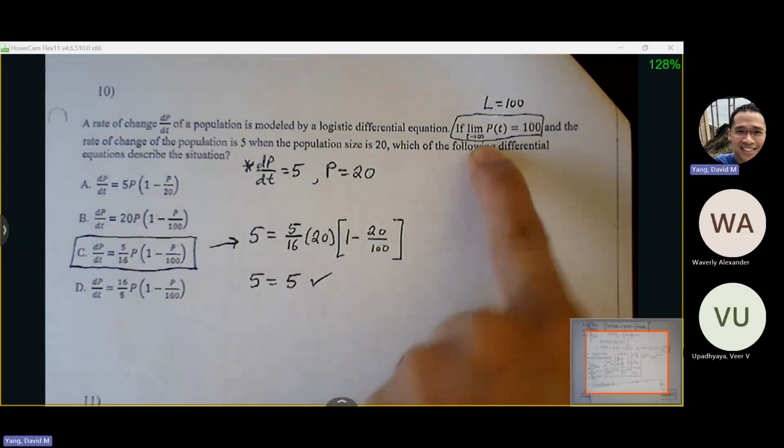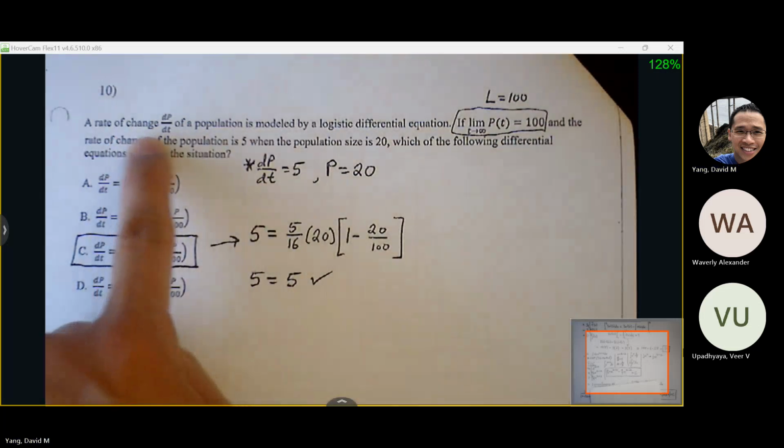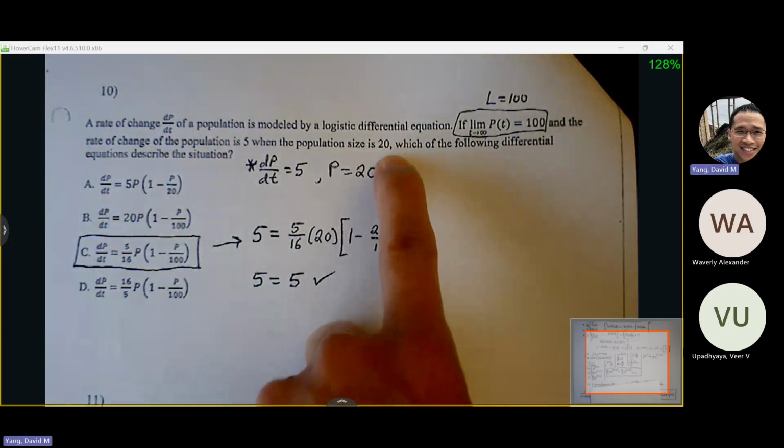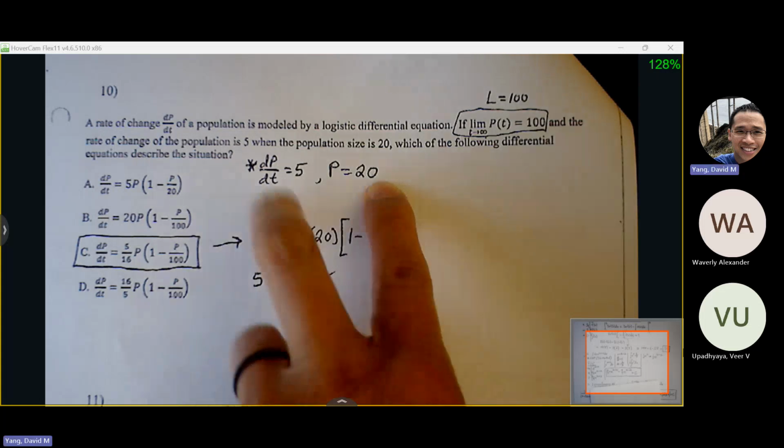So the limit as t approaches infinity equals 100. This is an indication that your limiting value L is 100. The rate of change is 5, so that's your dP/dt. The population size is 20.